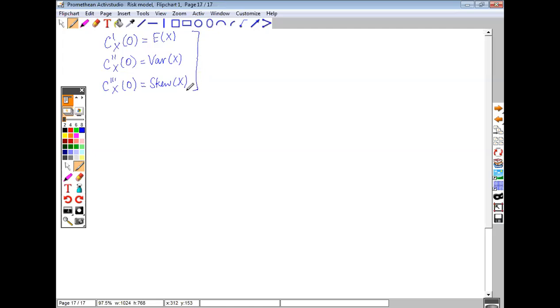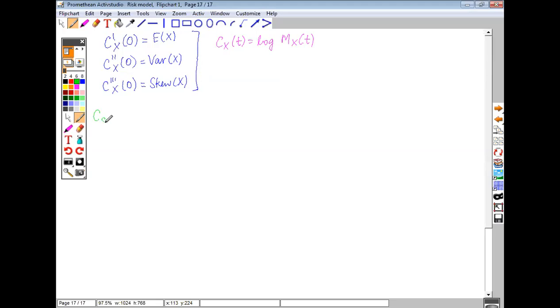But how do we define a CGF? It is just the log of my MGF. All right. So first of all, let us try to derive the CGF for our S, because that is what we want. We want the skewness of our S, so we'll try to derive it.